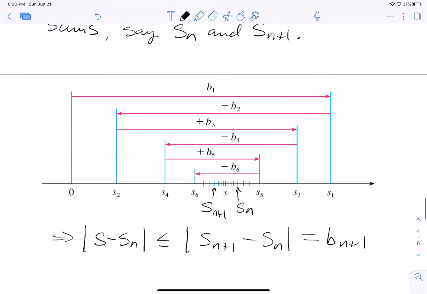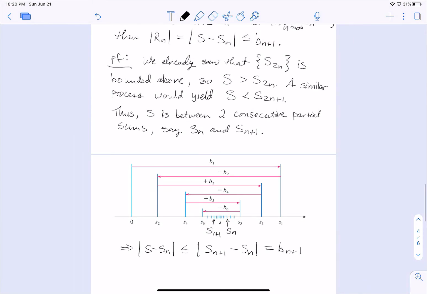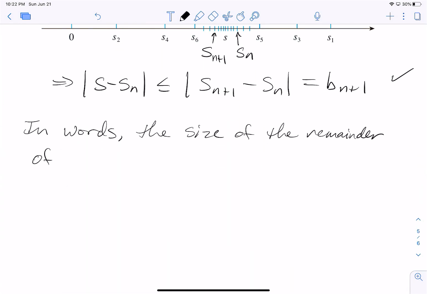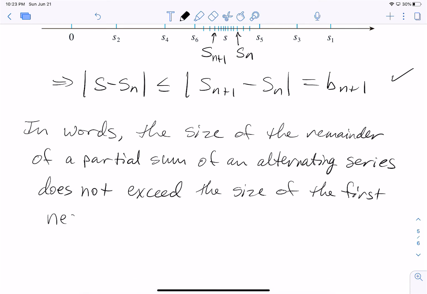Now let's put this together. We said that the remainder is the absolute value of S minus S sub n, and we just showed that that is less than or equal to b sub n plus 1, thereby concluding this proof. In words, the size of the remainder of a partial sum of an alternating series does not exceed the size of the first neglected term.